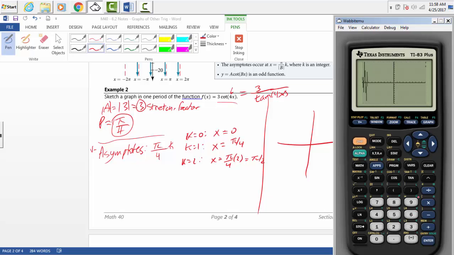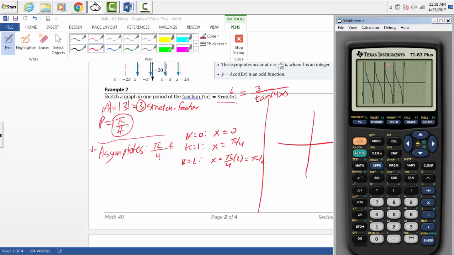Standard. Not helping a super lot, so I actually have to zoom in quite a bit. Let me zoom in to get the general shape. That's a little bit better. You know what I can do here actually is change the window too. I can make the Y scale a little bit different, -10 to 10. Graph that now. There you go. That's the shape I was looking for.